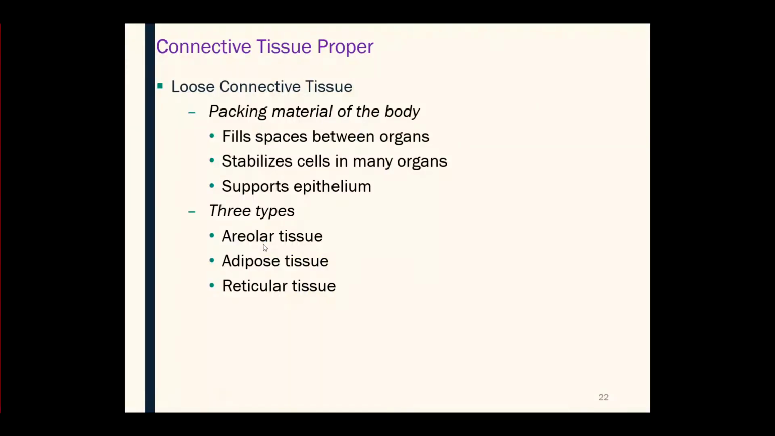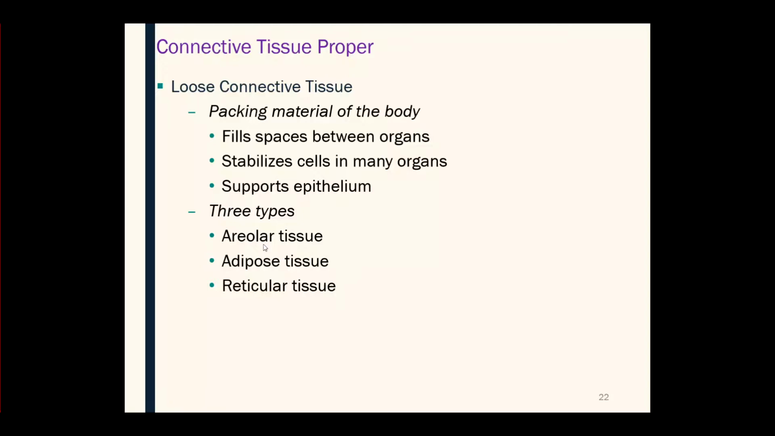Okay, so on one of my introductory slides before, I said to you that connective tissue proper is made up of loose connective tissue. We're going to see that there are three types of loose connective tissue, and then the other part of connective tissue proper is the dense connective tissue proper. There are three types of dense connective tissue. Let's look at the loose connective tissue first.